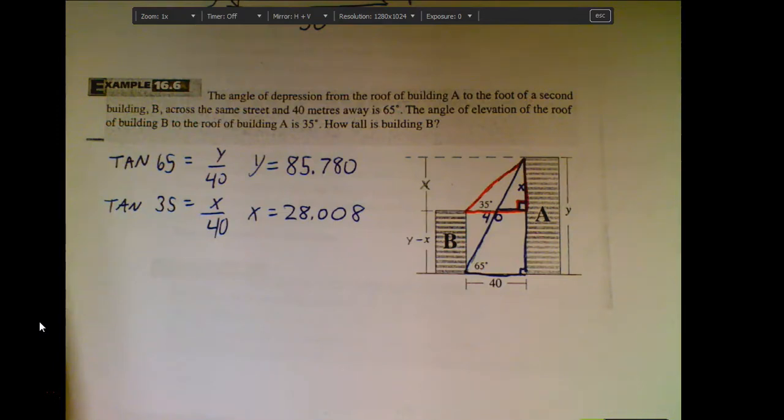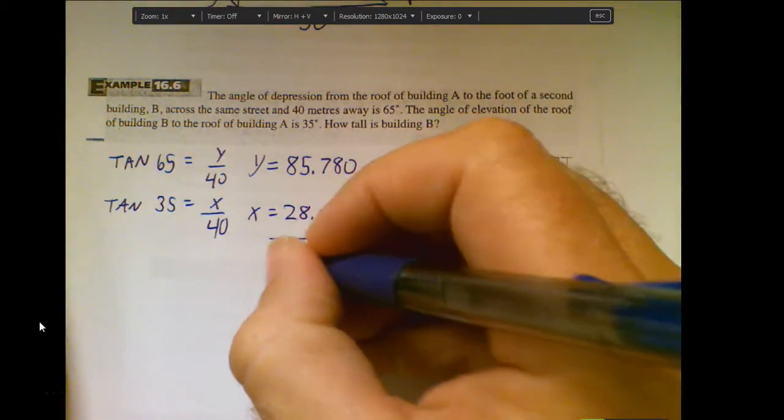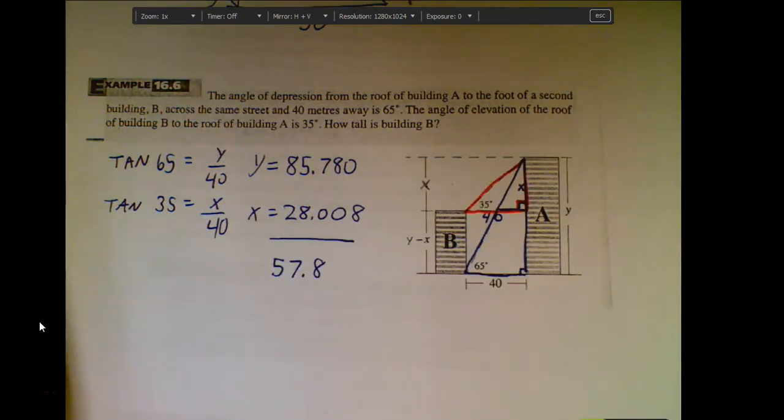Now I can figure out building B by just subtracting those two values, and their difference should come out to be 57.8 approximately. And that's it.